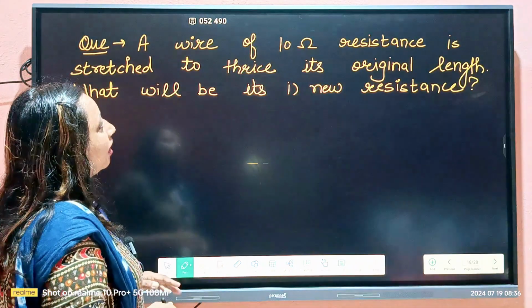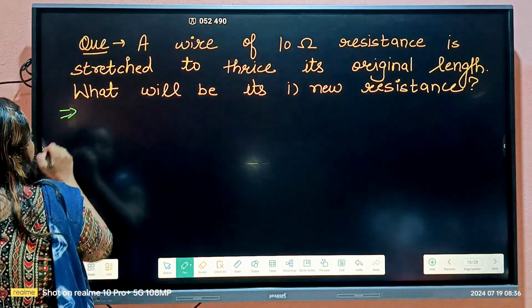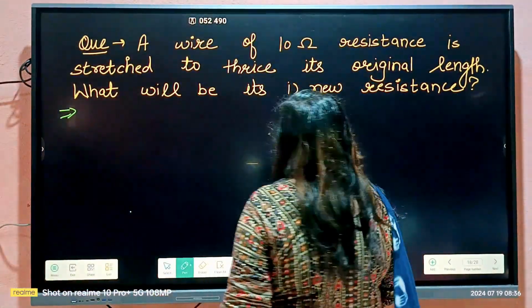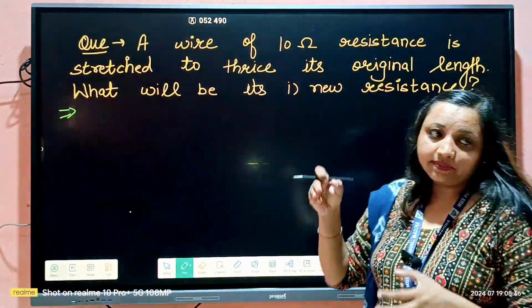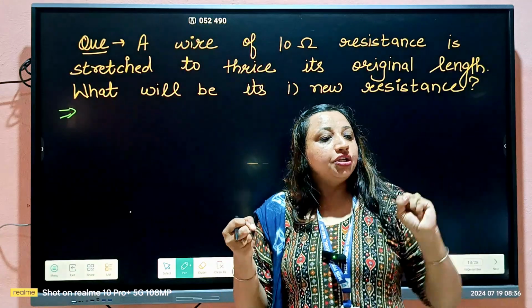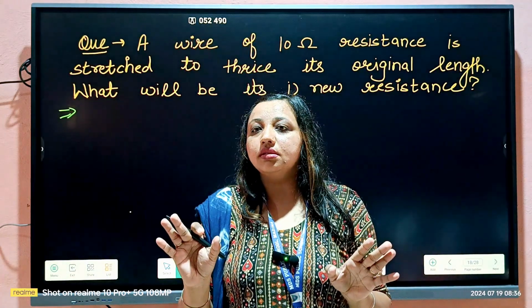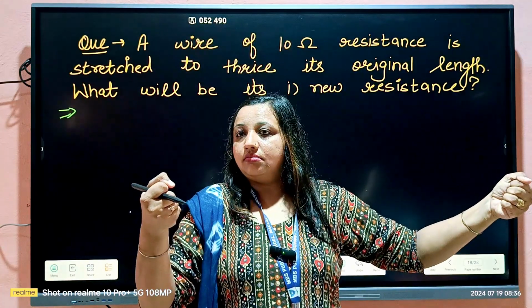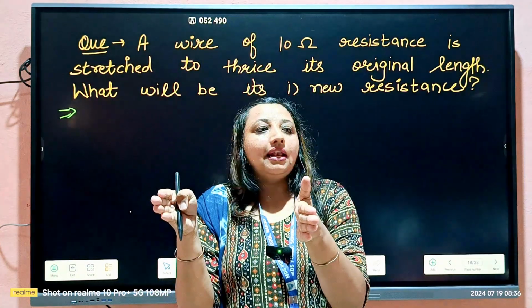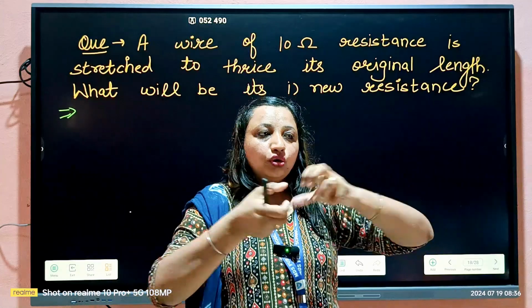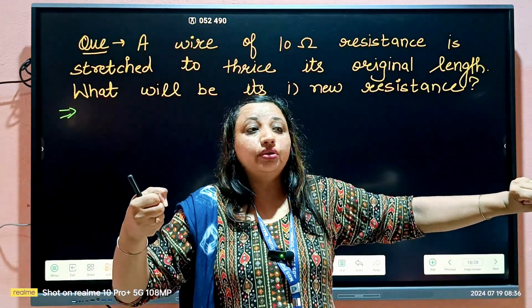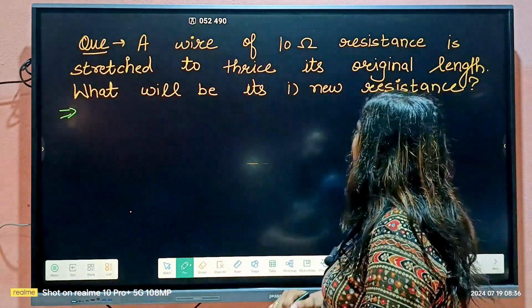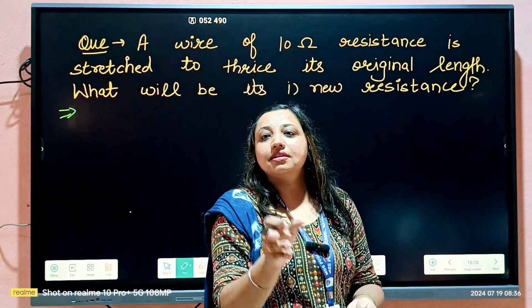Now solve it. A wire of 10 ohm resistance is stretched to thrice. Initially, the wire has 10 ohm resistance. We stretch it how many times? Thrice. If it has L length, we stretch it to increase its length up to 3L, thrice its original length. What will be the new resistance and the resistivity?